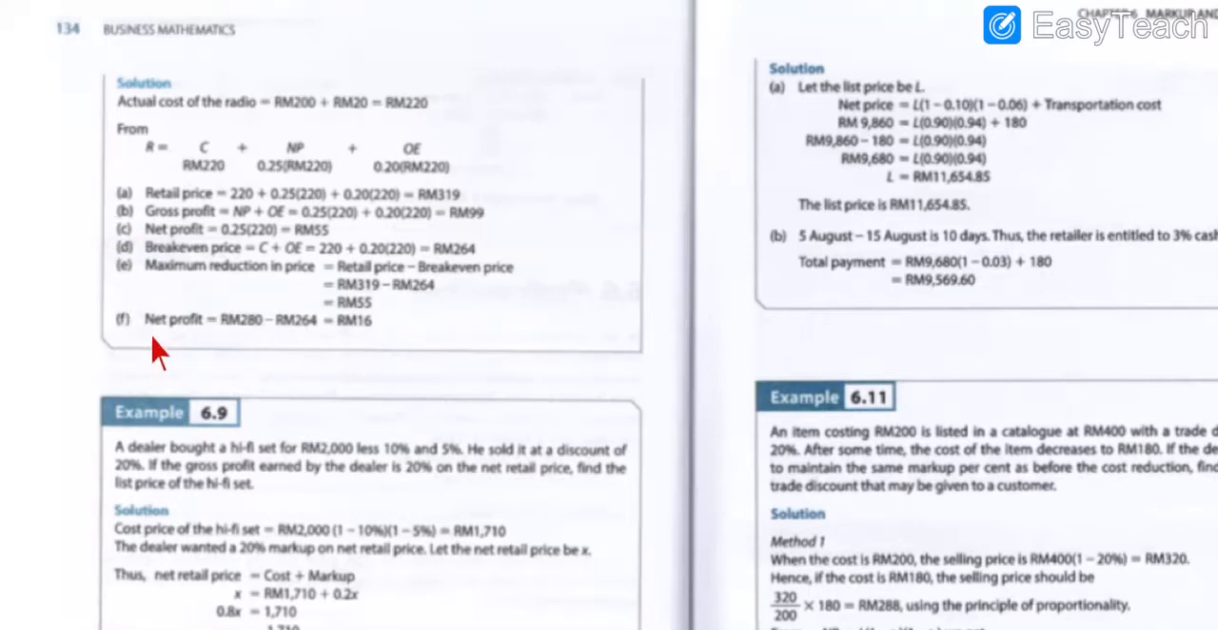So normally maximum reduction in price is your net profit. Okay. Then here, kalau dia jual pada harga 280 ringgit, dia untung kah dia rugi? Okay. So here you all have to depend on the break-even price. So if the selling price is more than the break-even price, untung. Okay. Because the break-even price is 264. The selling pada 280 ringgit. Jadi dia dapat untung 16 ringgit. Okay. Kalau soalan itu cakap dia jual pada harga 200 ringgit sahaja, okay, you will get a rugi. Kamu akan dapat kerugian.